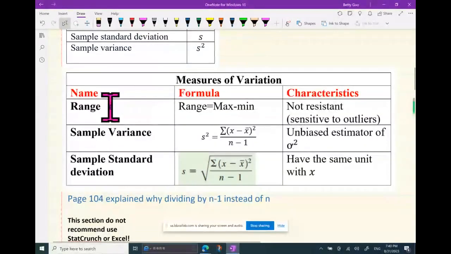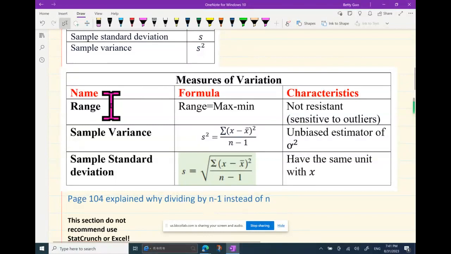This statistic range is not resistant. What is not resistant? Not resistant means this measurement, way of measure, is very sensitive to outliers. Very sensitive to outliers. So that is a disadvantage. That is a disadvantage. But we use range a lot, right?